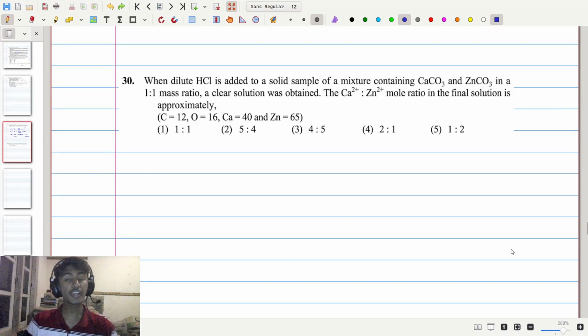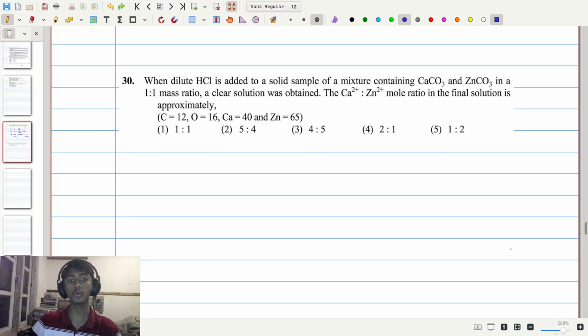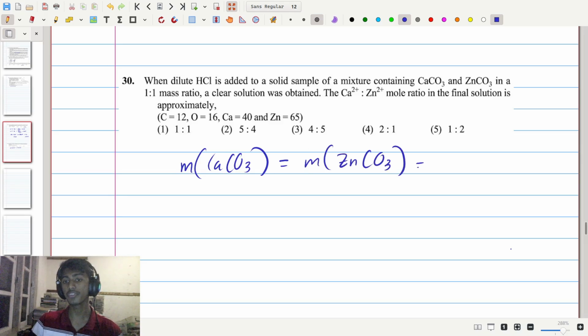And now finally, if we consider question number 30, the question says, when dilute HCl is added to a solid sample of a mixture containing calcium carbonate and zinc carbonate in a 1:1 mass ratio, a clear solution is obtained. The calcium 2 plus to zinc 2 plus mole ratio in the final solution is approximately how much? Now to find this one, all you have to do is to equate the mass of calcium carbonate and the mass of zinc carbonate to a certain value, let's say m, and then compare the number of moles of calcium carbonate to the number of moles of zinc carbonate.